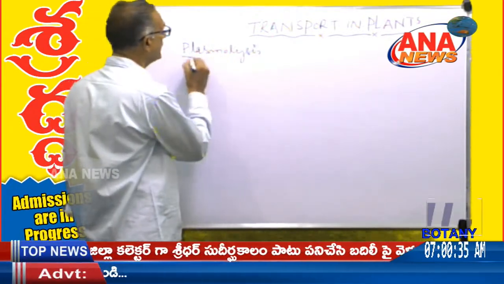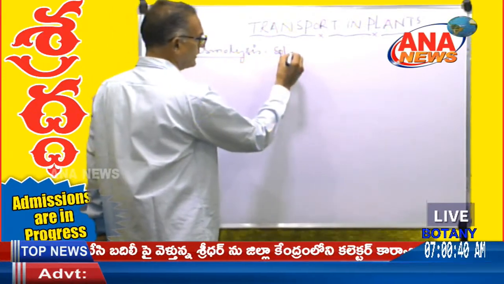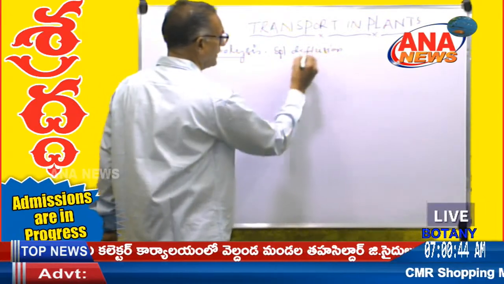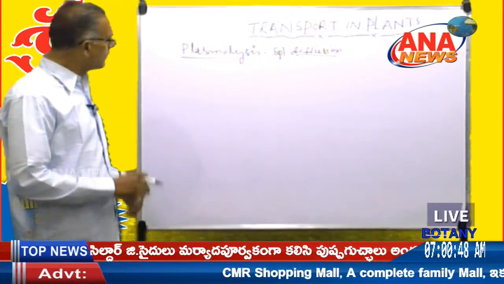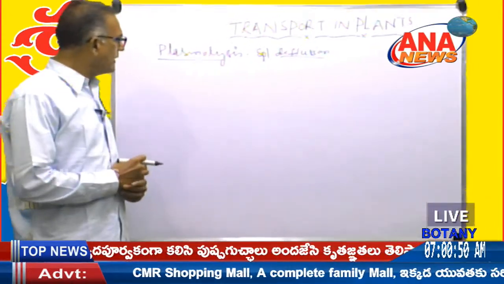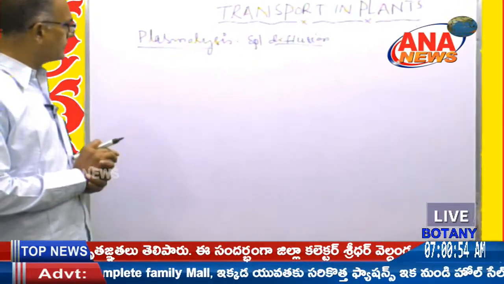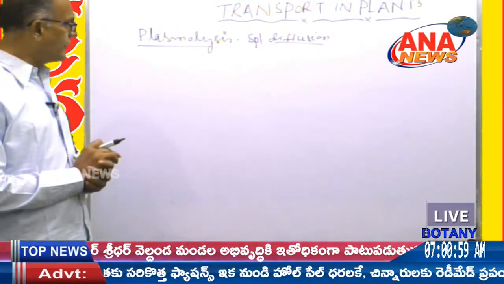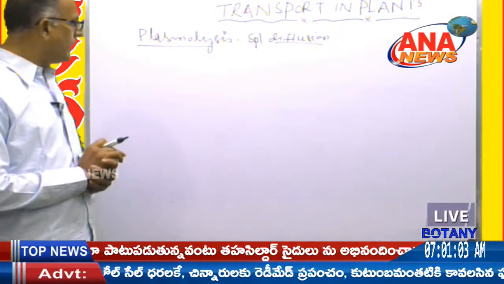Once again I will reveal that it is a special type of diffusion. Transport plasmolysis is also a special type of diffusion. So what is plasmolysis? Naturally, plasmolysis does not occur in plants. As an exception, in extreme water stress conditions and salinity, plasmolysis may take place.